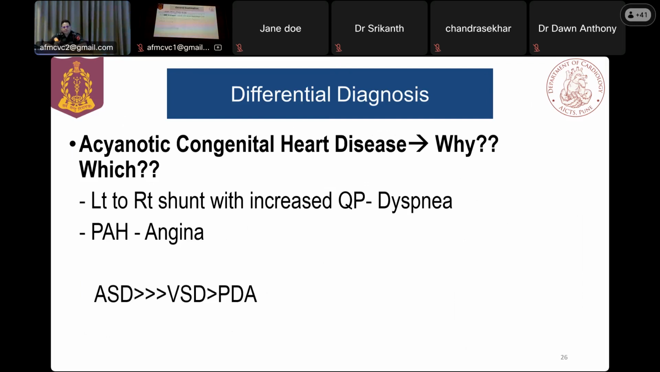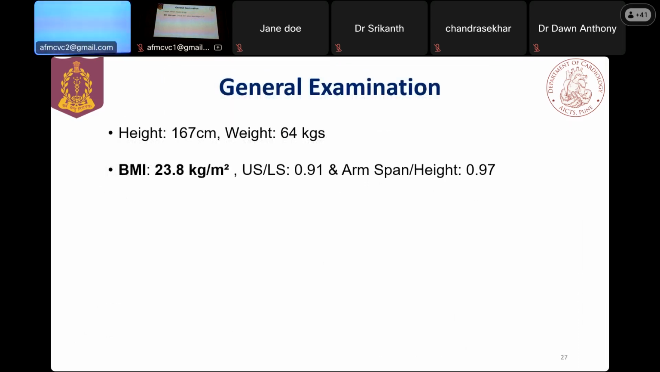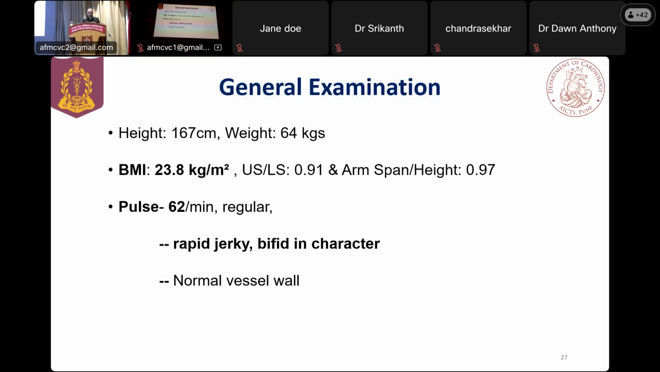Upon general examination, his height was 167 centimeters, weight was 64 kgs, with a BMI of 23.8 kilogram per square meter, upper segment to lower segment ratio 0.91, and arm span to height ratio 0.97. His pulse was 62 per minute, regular, rapid, jerky, bifid in character, normal vessel wall, no radioradial or radiofemoral delay, with no apicoradial delay.